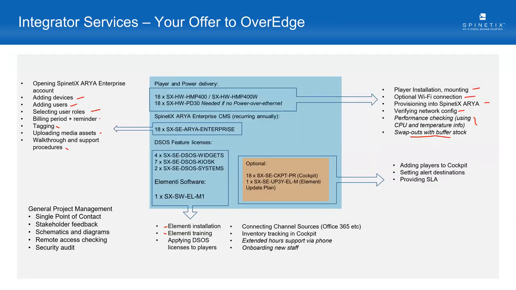I put in italics here some things which are really going above and beyond. So here, connecting channel sources, Office 365 needs a one-time authentication, fairly straightforward, but good to take a user through that. And then adding all of their products into cockpit for inventory tracking so they don't lose their license. But you can go further and offer them extended telephone support, perhaps even out of hours. And everything I'm talking about here is happening at the beginning of the installation.